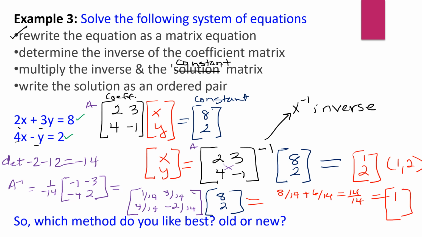Now I'm going to do row 2 by column 1. 4/14 times 8 would give me 32/14. Ooh, that's big. And -2/14 times 2 would be -4/14. So 32 minus 4 gives me a numerator of 28 over 14, and 28 divided by 14 is 2. So this is the long way. Again, you can type it into your graphing calculator, hit the inverse button, and let it do the work for you. You should still get an ordered pair of 1, 2 for this example.